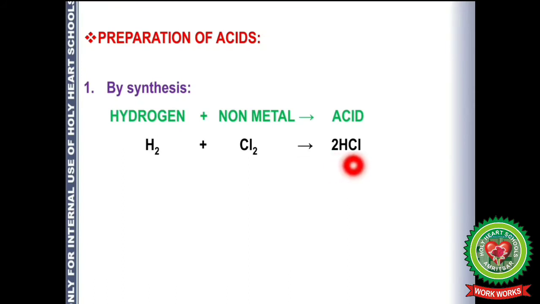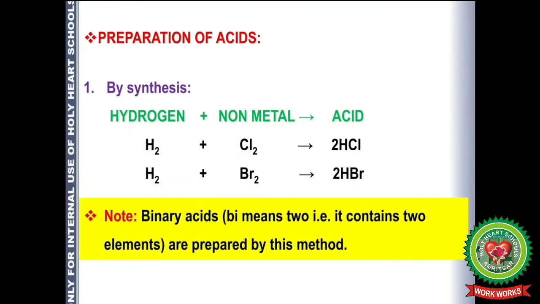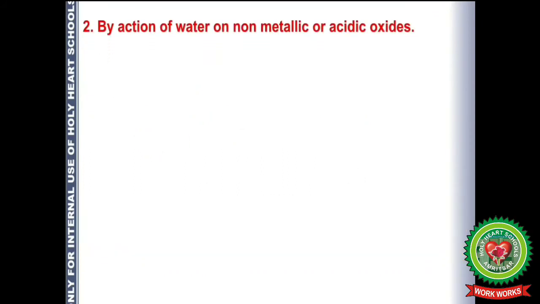For example, if we want to prepare HCl, that is hydrochloric acid, hydrogen will react with chlorine to give HCl. If we want to prepare HBr, then hydrogen will react with bromine, Br2, as they are diatomic in nature. Therefore we have used Br2 and it will give 2HBr. But we need to note that binary acids, that is the acids that contain 2 elements, can only be prepared with this method, not more than that.